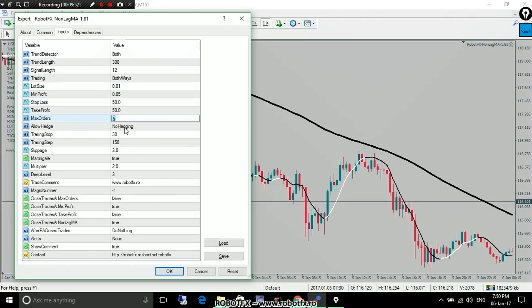Anyway, stop loss, take profit, maximum number of orders. This doesn't apply to you if you don't hedge, so we don't talk about this now. If you don't hedge, you don't care about this, you can ignore it.